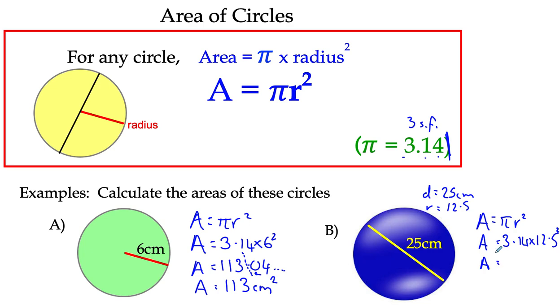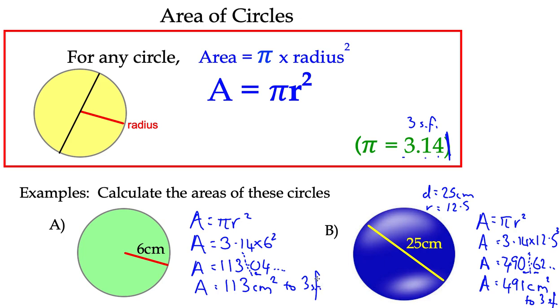3.14 times 12.5 squared is 490.625, and so on. As I just said, there's no point in us giving any more detail than just the first 3 digits. So A equals 4. Now what do we say? 6 tells us to round up the last digit there, so it becomes 491 square centimetres. And we should really write to 3 significant figures.